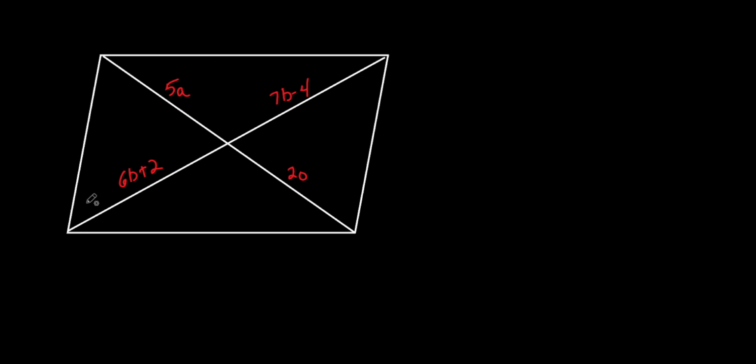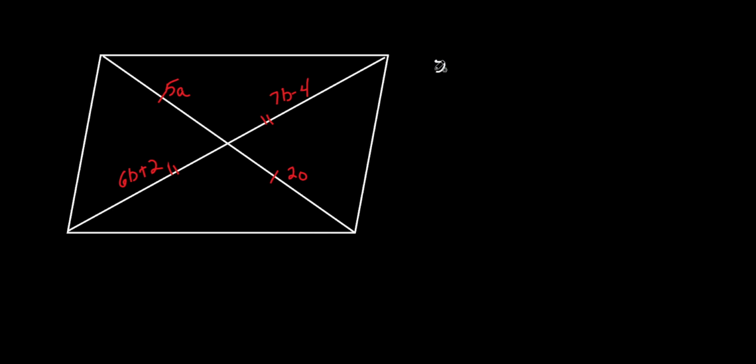Well, I got diagonals, right? So if I can show that the diagonals bisect each other, then what is that quadrilateral? It's a parallelogram, isn't it? So how in the world do I show that these diagonals bisect each other? Well, if I can show that this little part and this little part are equal, then that's being bisected, correct? If I can show that this one and this one are equal to each other, then it's being bisected. So that's what I'm going to do. I want to set these equal to each other.